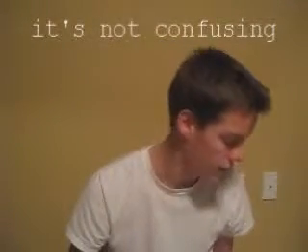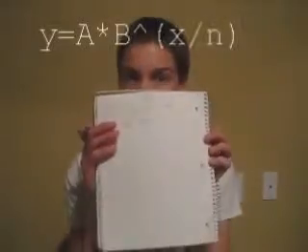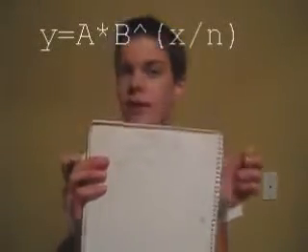It's basically like if it says that something doubles every 3 hours, then the growth rate would be 2 because it doubles, and every 3 hours n would be 3. So it's basically a unit of time. So y equals a times b to the x over n. I think you got it.